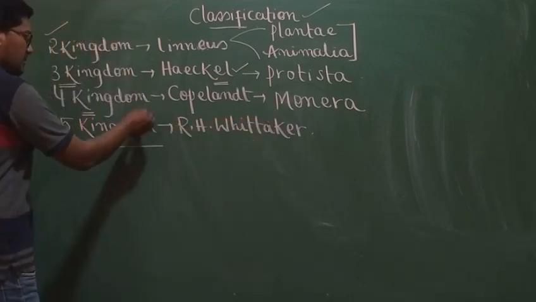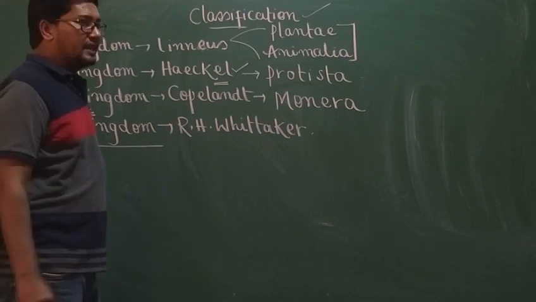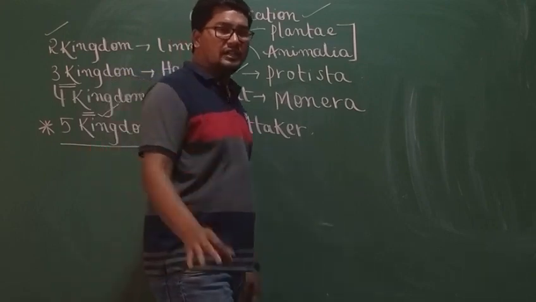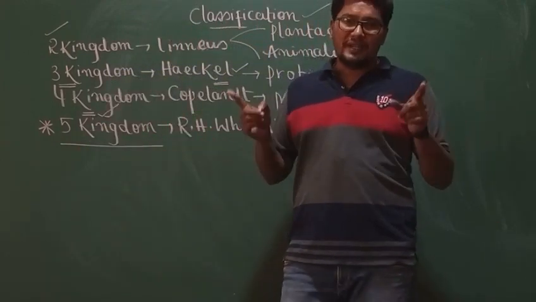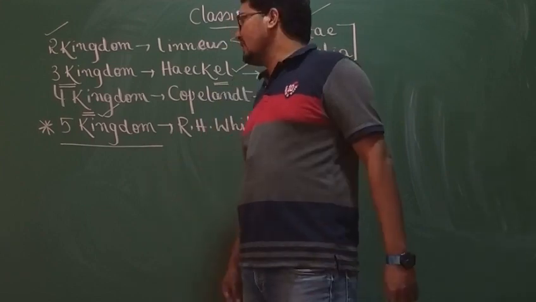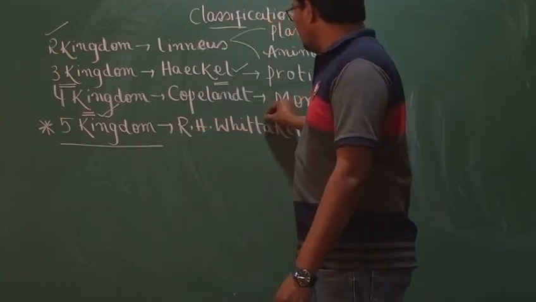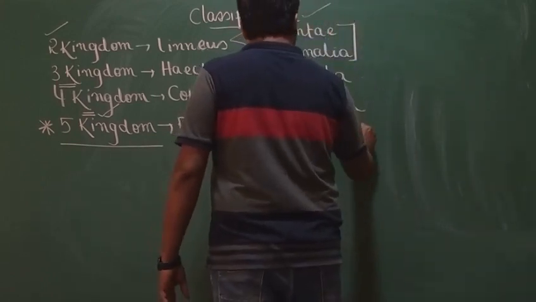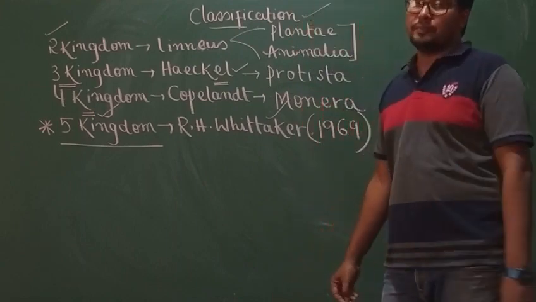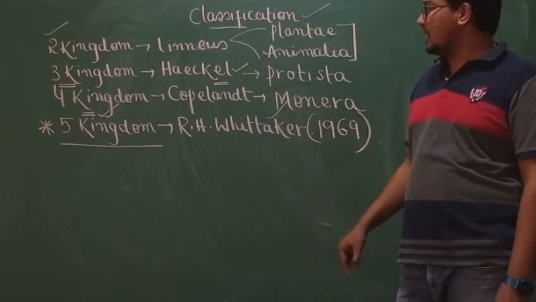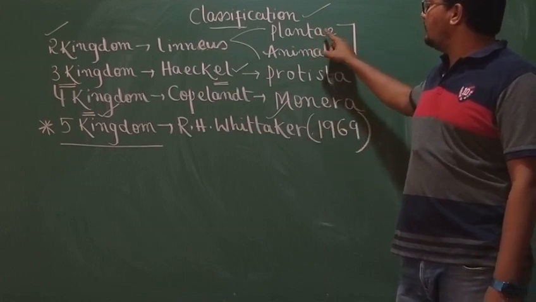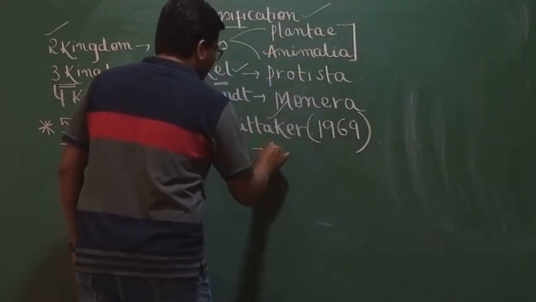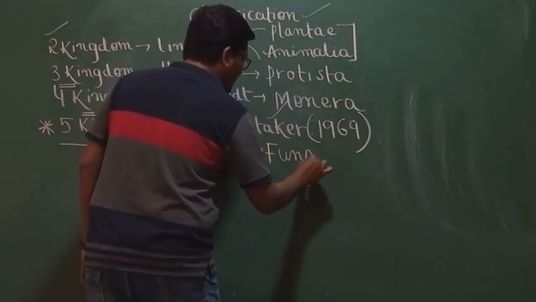But the present system of classification which we are following is called 5 kingdom classification. Every student should remember, in the field of biology throughout the world, the present system of classification which we are following is called 5 kingdom classification. It was given by R.H. Whittaker. In the year 1969, Robert H. Whittaker proposed 5 kingdom classification. So already 4 kingdoms were existing. Which are they? Plantae, Animalia, Protista and Monera. And which kingdom is added? The 5th kingdom added was fungi.